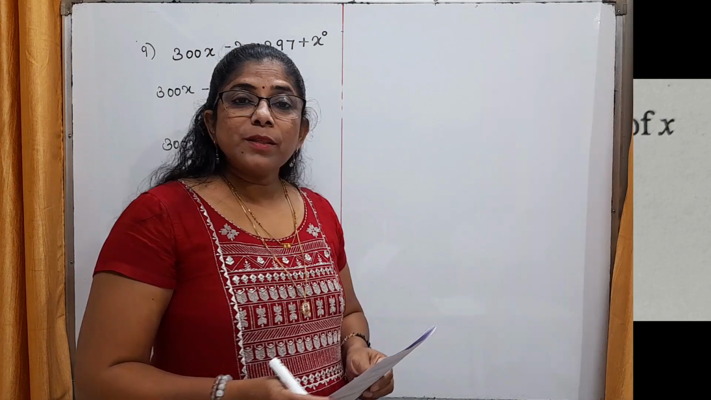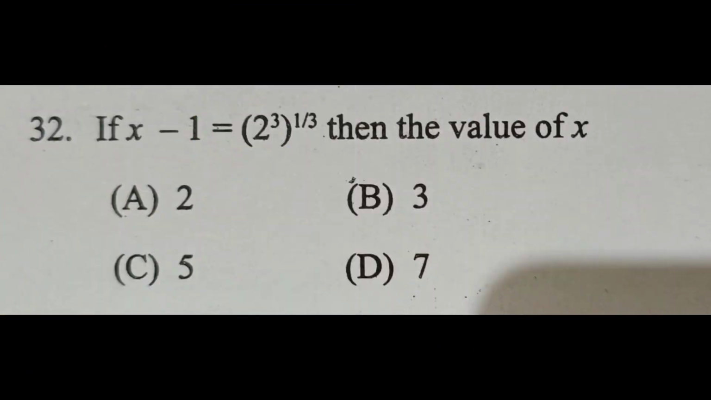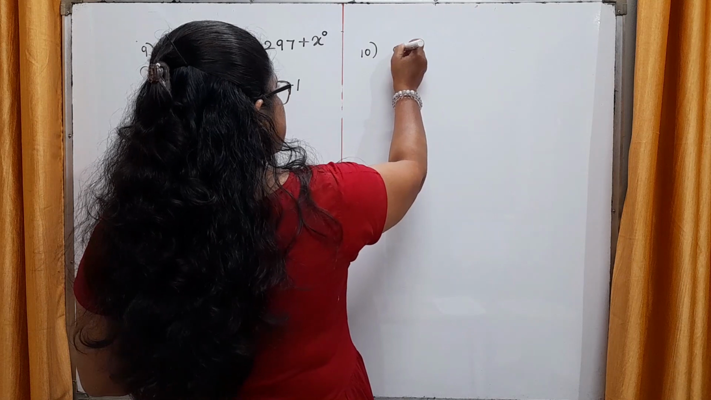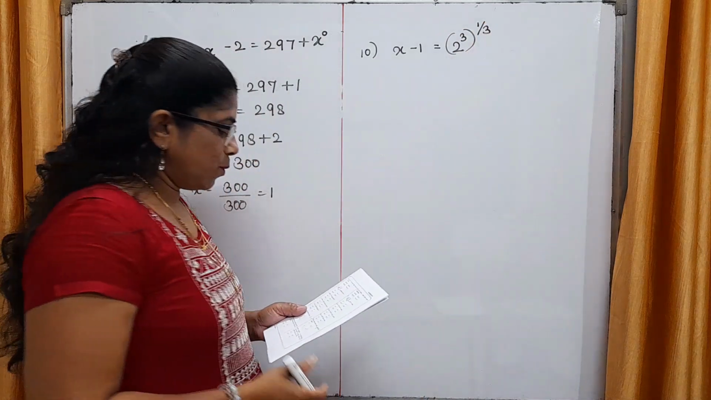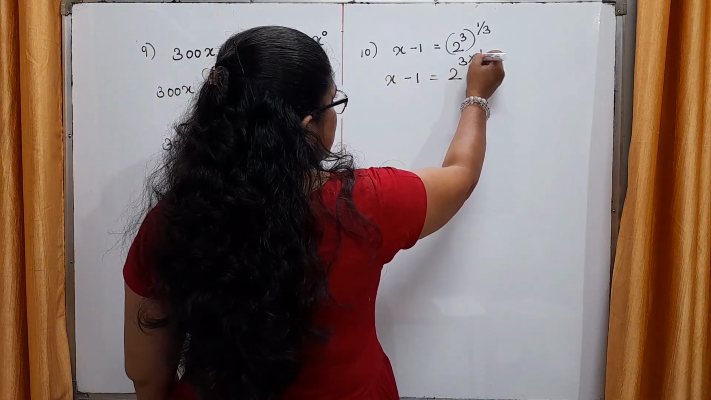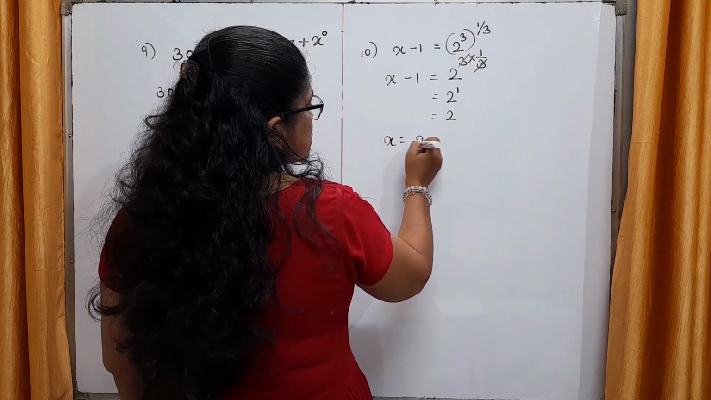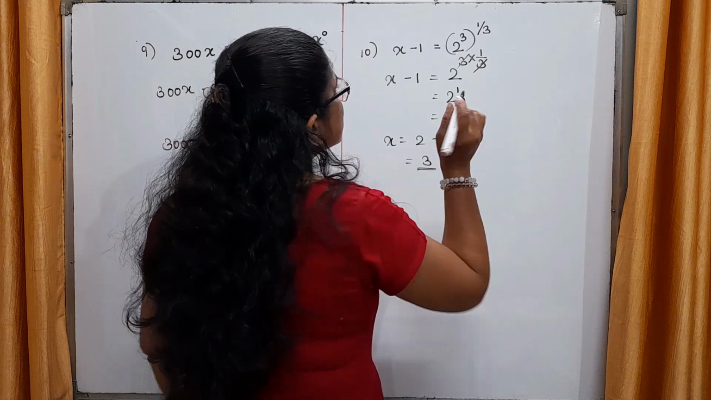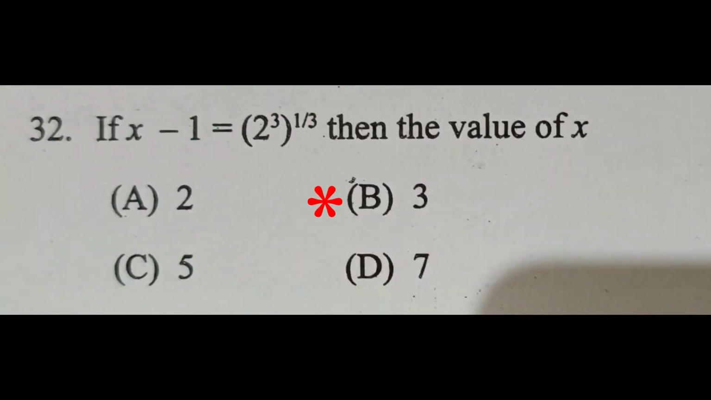So it's option A. Now let's move to the last sum of this video, that is the 10th sum. If x minus 1 is equal to (2 to the power of 3) whole to the power of 1 upon 3, then the value of x is? Here x minus 1 is equal to 2 to the power of 3 into 1 upon 3, this gets cancelled. This is nothing but 2 to the power of 1, which is 2. So x is 2 plus 1, that is 3. Answer is 3. Here option B. Option B is the right answer.